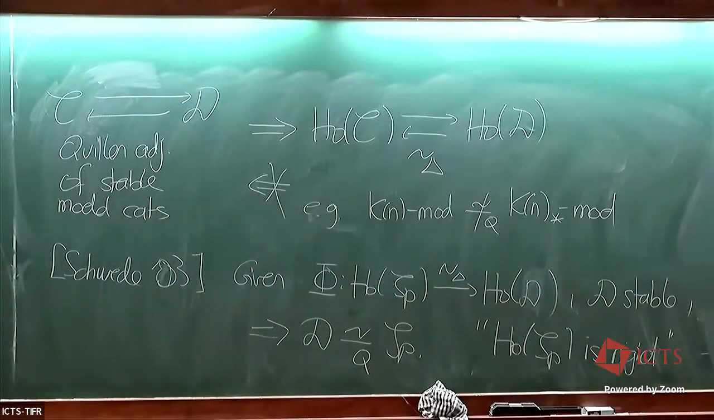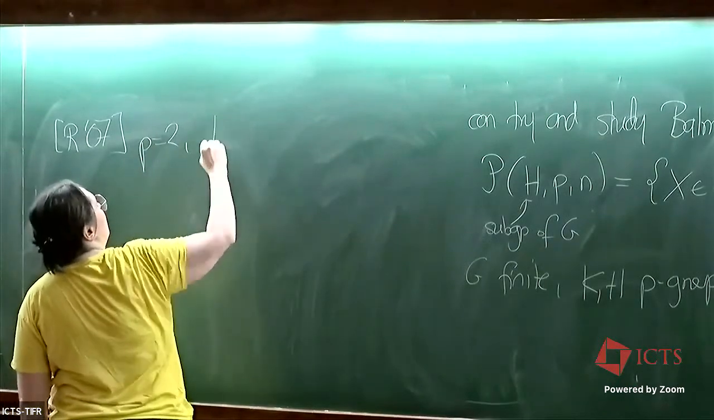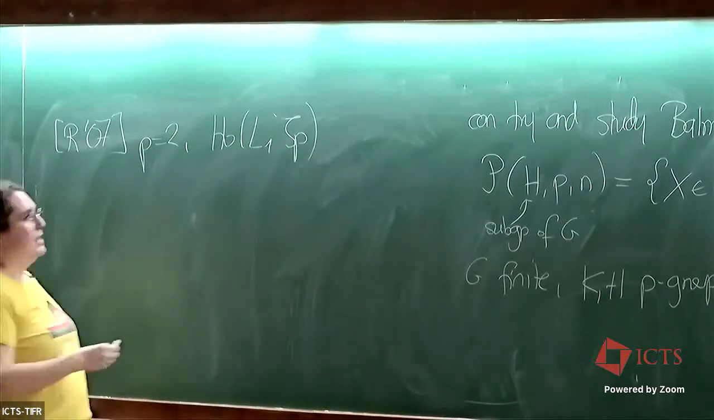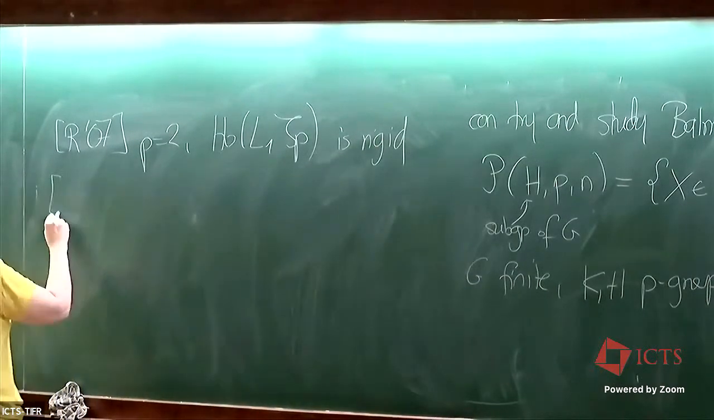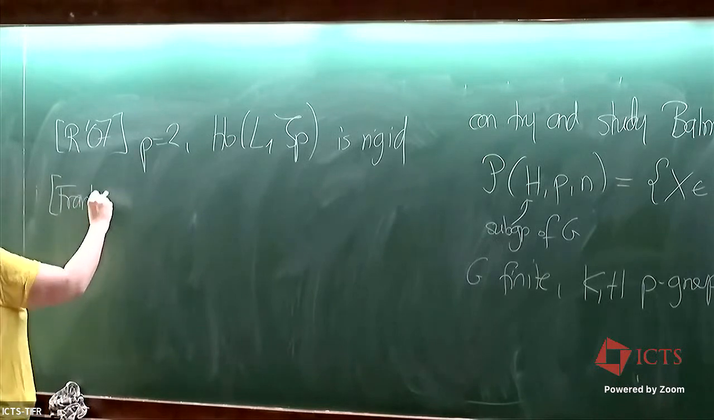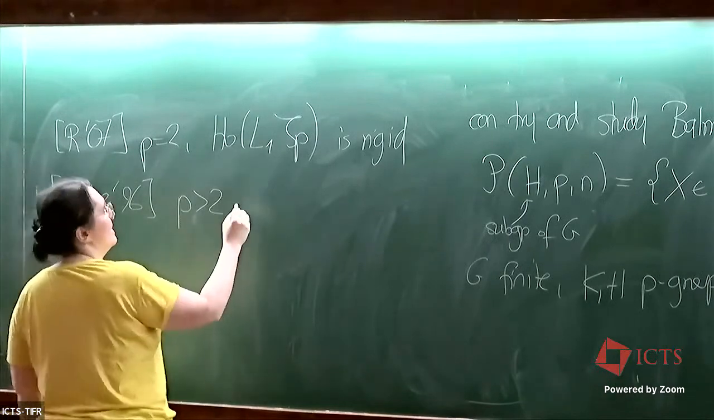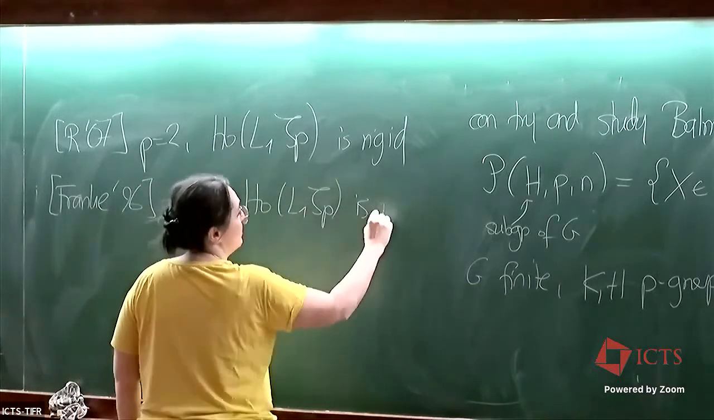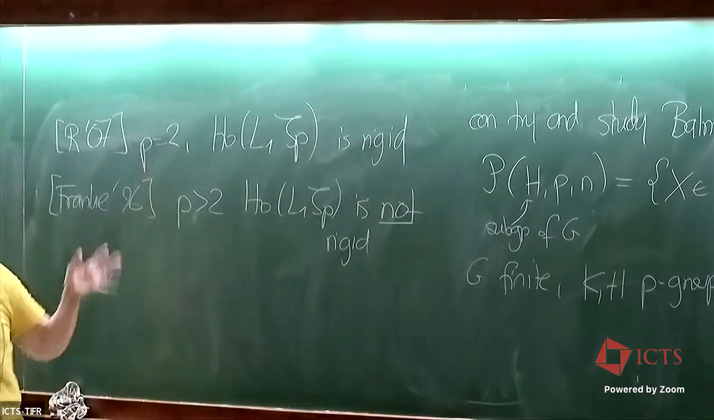So my thesis from 2007 said that for p equals 2, the K-local stable homotopy category is rigid. But there is, even from the 90s, a result that for odd primes, it isn't. So the K-local stable homotopy category at different primes has very different behavior.